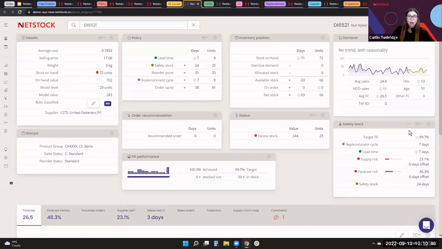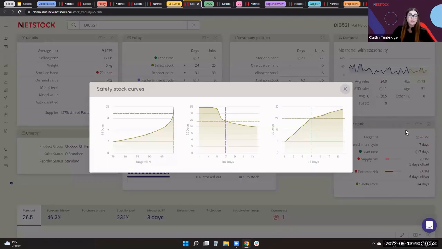So this is an item. On every single item inquiry, we have a safety stock pane. And if we click on the 3 dots on that safety stock pane, we get the safety stock curves that give us visibility on how these different inputs influence the amount of safety stock days that we need to hold. So obviously the supply and the forecast risks are key inputs into that safety stock calculation. The worse the vendor delivers in terms of lateness and undersupply, and the worse that we forecast in terms of variation and under forecasting, then it will obviously increase the amount of safety stock days that we need to hold.